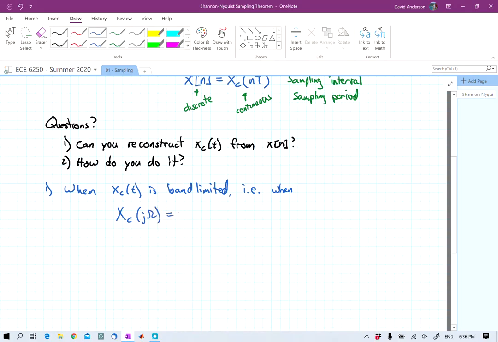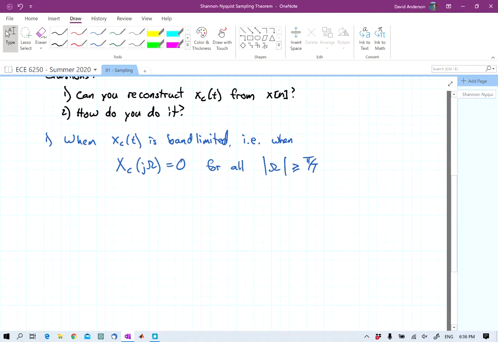I'm introducing some more notation here, but I'll explain it as we go. Then we can perfectly reconstruct x_c of t from x of n.